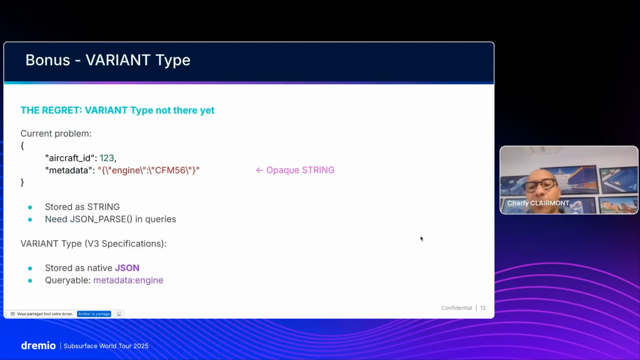One thing we would want at this moment is the variant type we now have in the v3 specification of Apache Iceberg. It will be very interesting for us to have that, so we could have natively queryable JSON data.